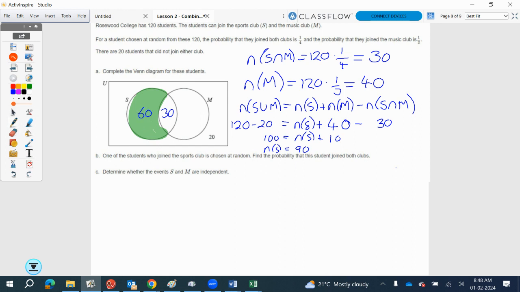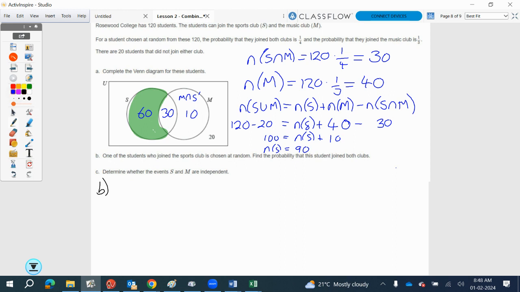How many are there in M intersection complement S? This is M intersection complement S. How many are in this space? 10. What does it add up to? Check that it's correct. It is. So B.